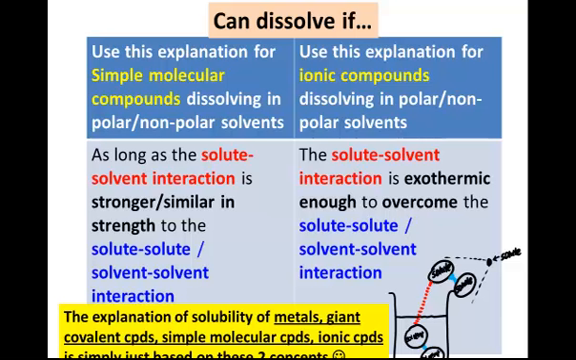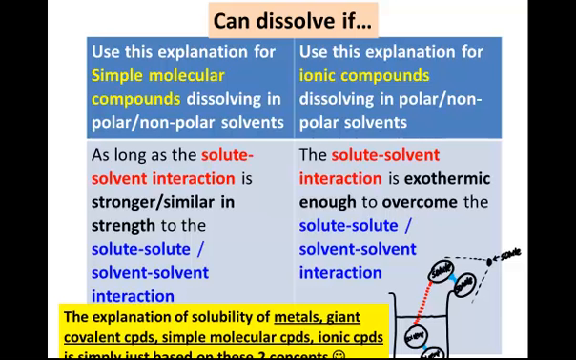Actually, these two explanations are the same thing. It is just that for simple molecular compounds and ionic compounds, we find it easier to explain in these two different ways. So this explanation of solubility can apply to metals, giant covalent compounds, simple molecular compounds, and ionic compounds.